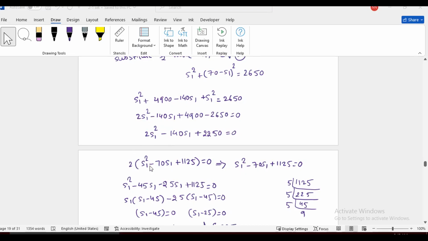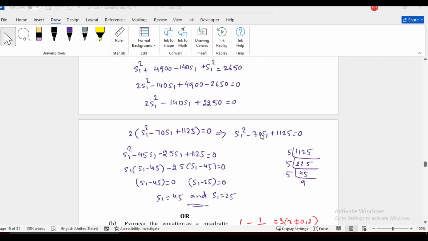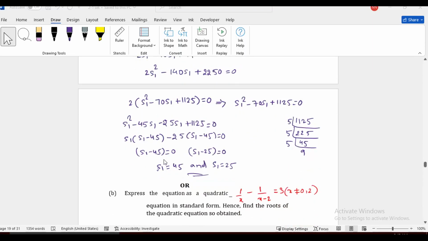Again 2 is common, take the 2 common out, you get S1 square minus 70 S1 plus 1125 is equal to 0. Do middle term expansion for this question. S1 square minus 45 S1 minus 25 S1 plus 1125 is equal to 0. S1 is common, S1 minus 45, minus 25 is common, S1 minus 45. So S1 minus 45 is equal to 0, one, and S1 minus 25 is equal to 0, another one. So S1 is equal to 45 and S1 is equal to 25.